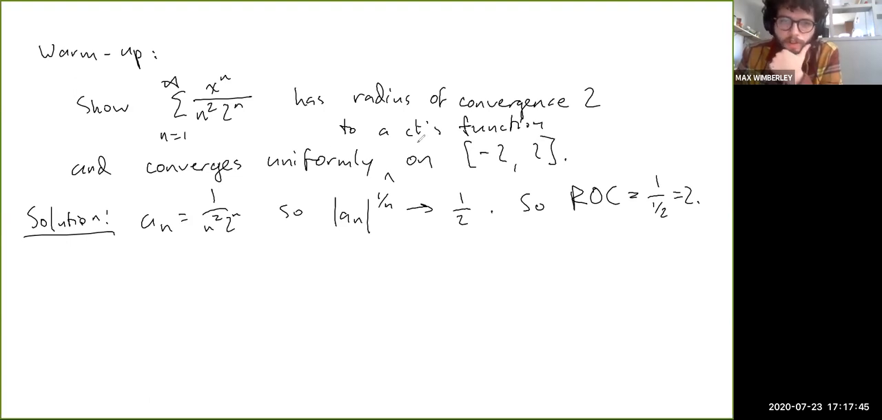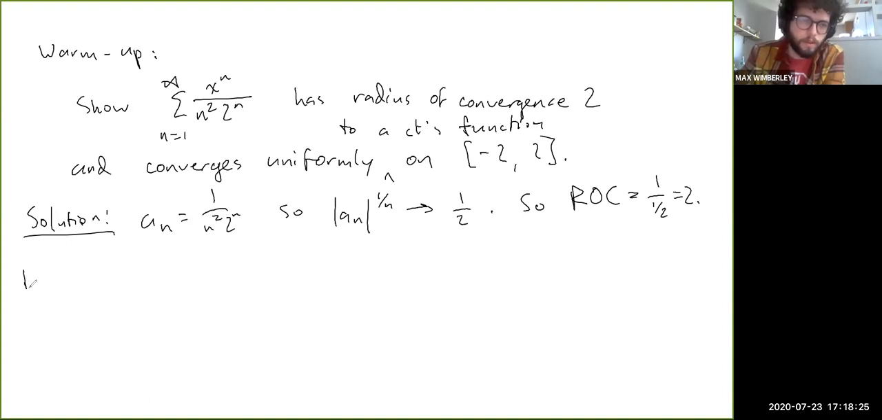Now, to show that it converges uniformly on the closed interval -2 to 2, what can we use? It's not too hard to do this just from the definition of uniform convergence, but there's actually something that will make this very short. So what one theorem should we use to solve this? M-test? Yeah, exactly.